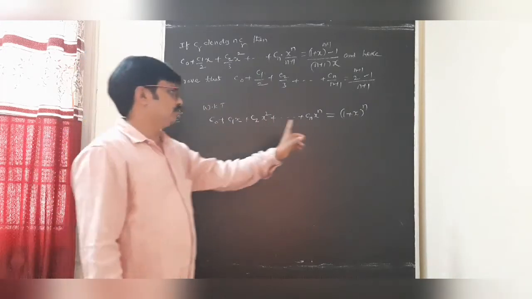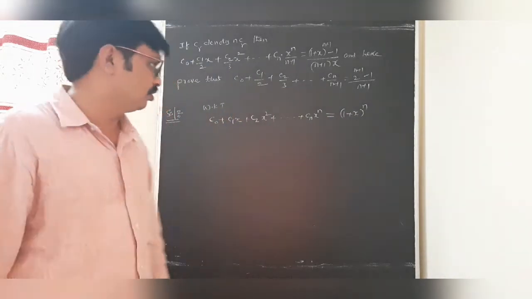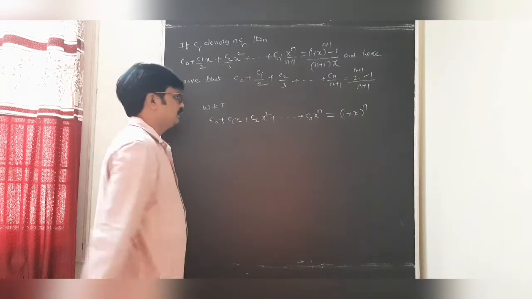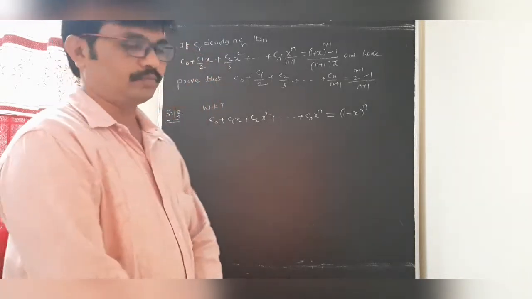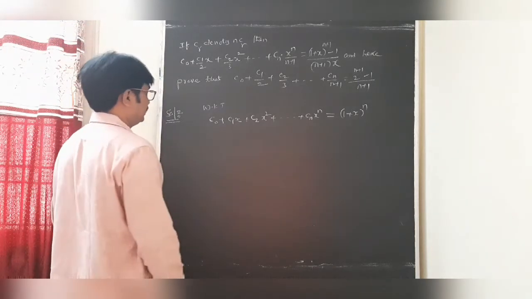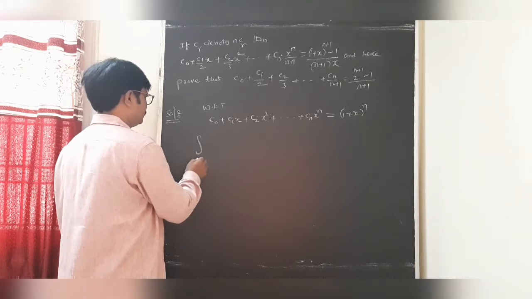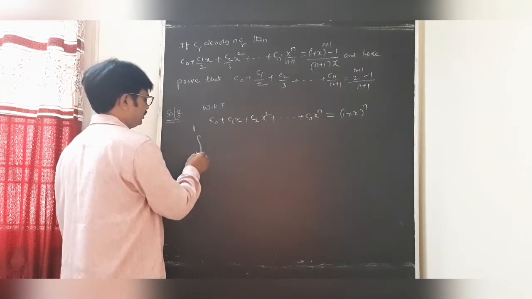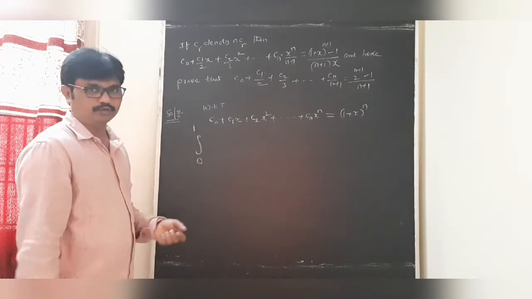What is (1 + x)^n? (1 + x)^n is C0 + C1 x + C2 x² and so on up to Cn x^n. So, my dear students, right now we are taking the integrals from 0 to 1. We can apply definite integration on both sides with limits 0 to 1.